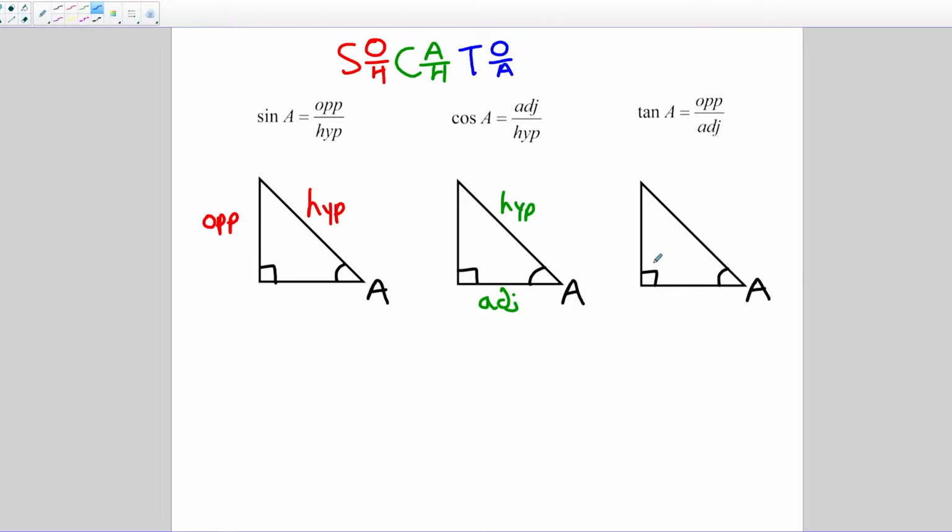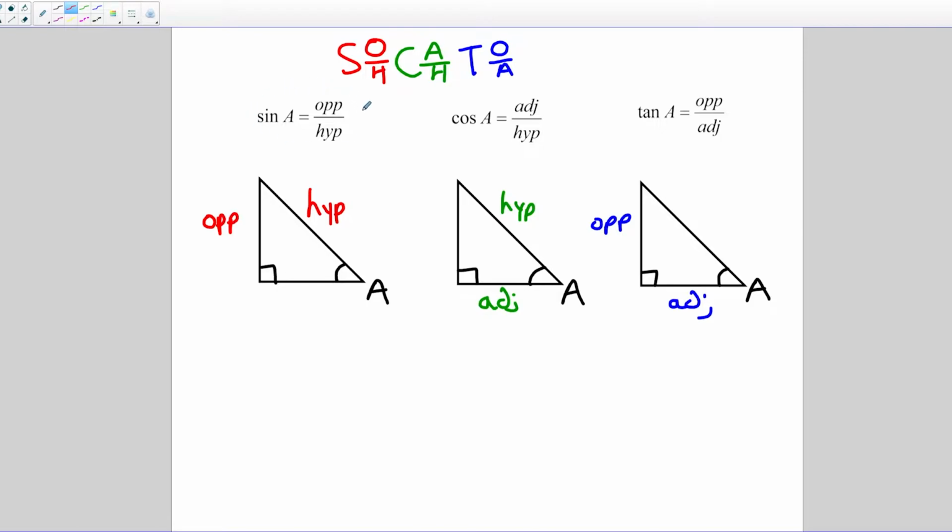Last but not least, we have the tangent ratio. So here I would use my opposite side and my adjacent side. From here, if I knew the angle and I knew the opposite side, I'd be able to find my adjacent side. And if I knew my adjacent side and my angle, then I can find the opposite side. And if I knew both sides here, I can use that to help me find whatever the angle is.